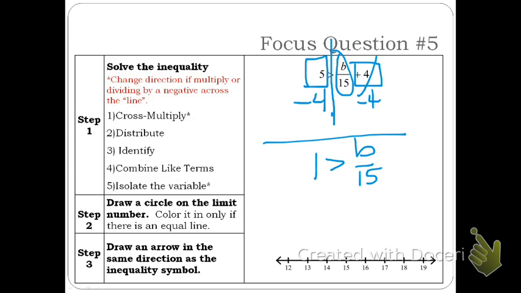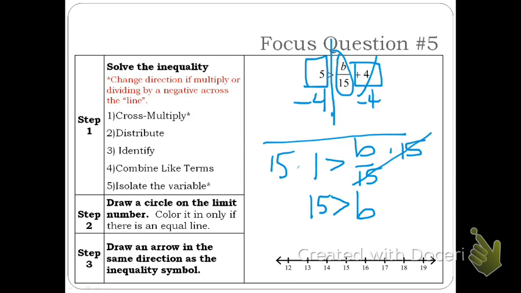Now we have b over 15. Our next step: that 15 is underneath our b, which is showing division. So if it's under, you move it up and multiply. So times 15, times 15. The 15s cancel out, and you get b is less than 15.